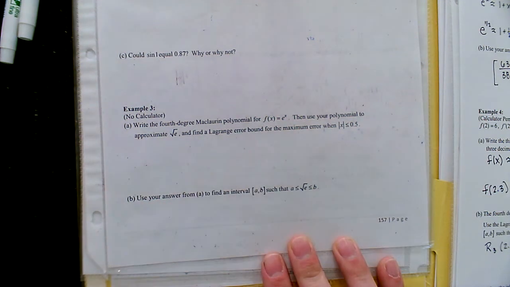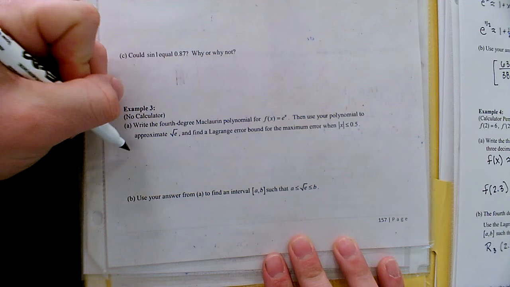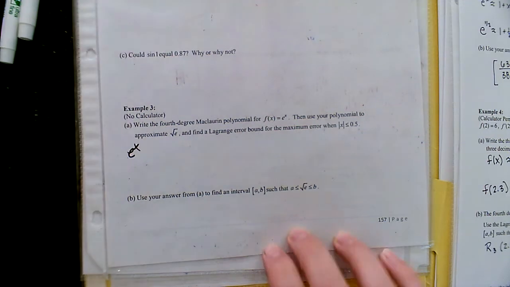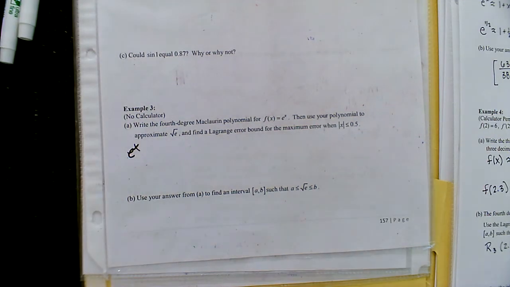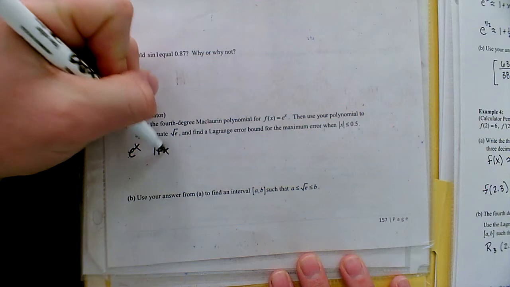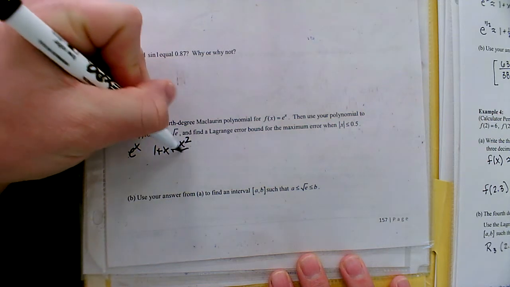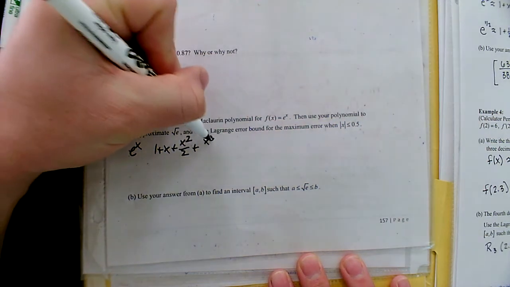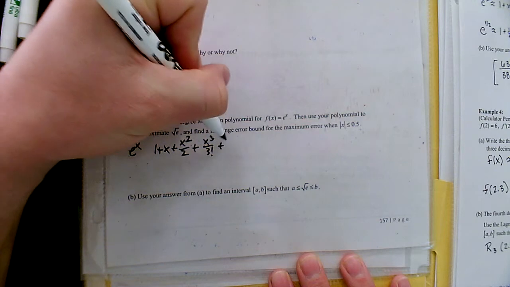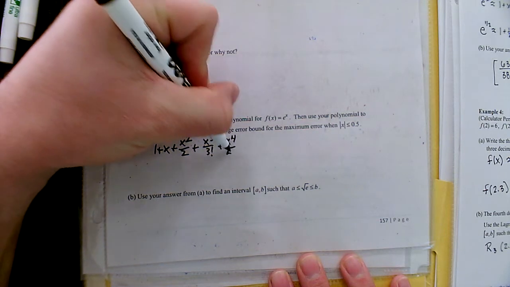All right, so the first thing we need to do, they're talking about the Maclaurin polynomial of e to the x. And they said fourth degree. So what would that be? Maclaurin polynomial, so think Taylor series, but remember Maclaurin just means the center is at 0. So Taylor series for e to the x, and they want a fourth degree. 1 plus x plus x squared over 2 plus x cubed over 3 factorial plus x to the fourth over 4 factorial.